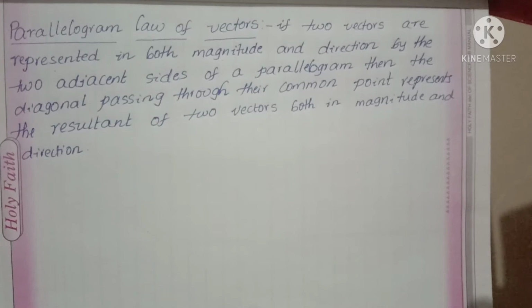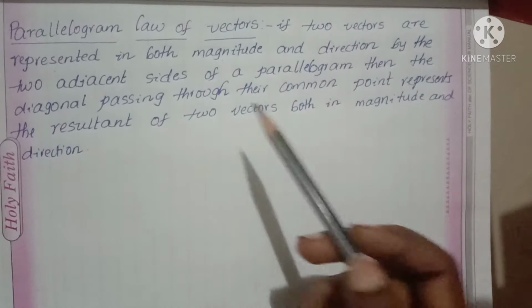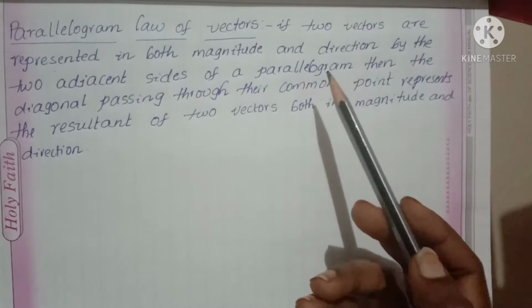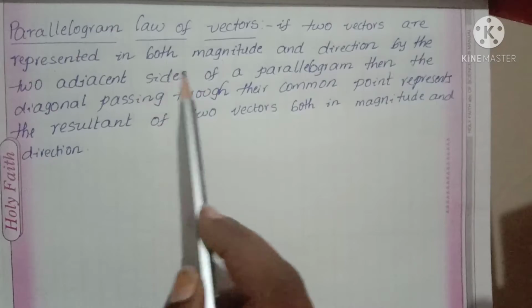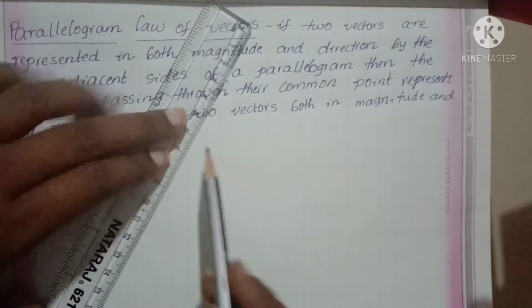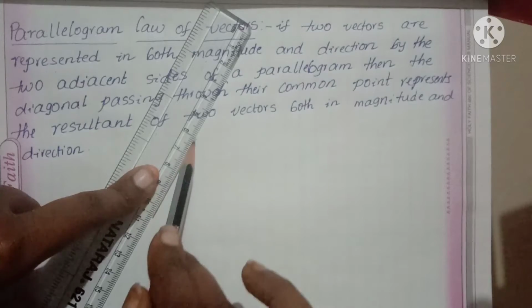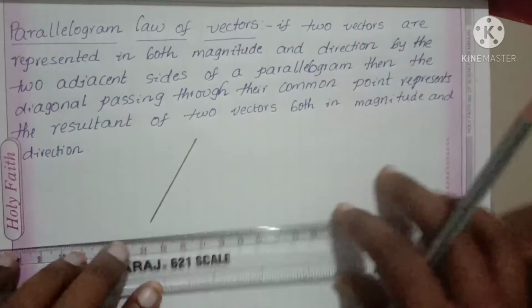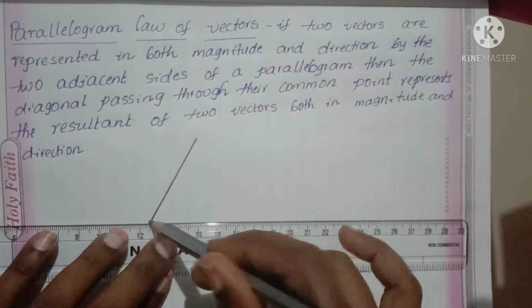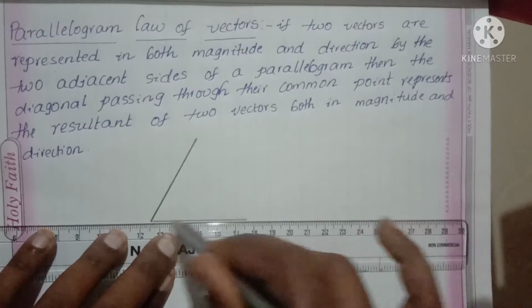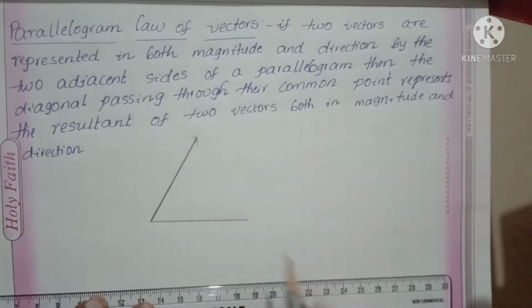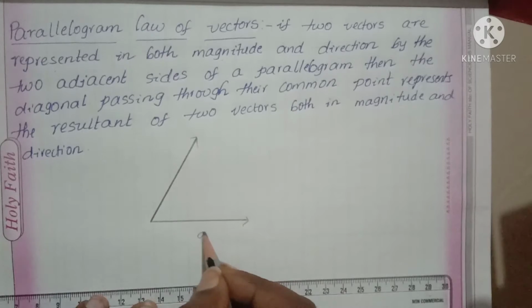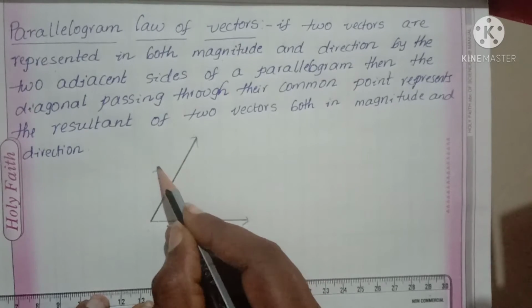So now see here, they said two vectors represented in both magnitude and direction. So first we have to take the two vectors, and those vectors are arranged like two adjacent sides of the parallelogram. So let us draw that. This is one side of the parallelogram. This is one vector, and this is another side of the parallelogram. So this is the one vector and this is the second vector. This is A bar and this is B bar.